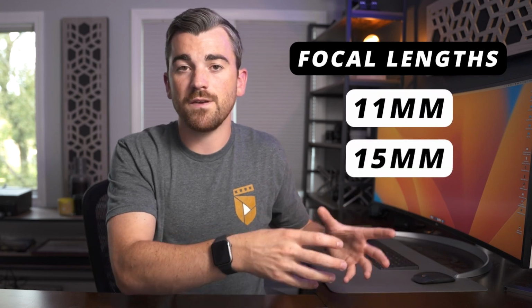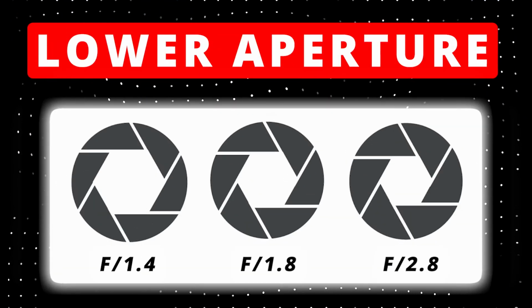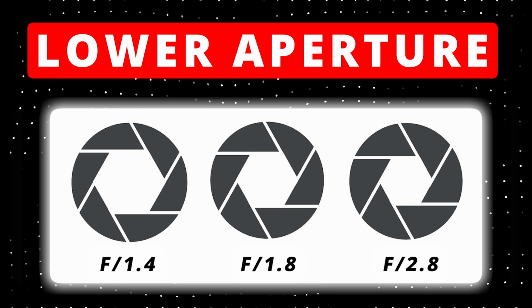Now from there, if you want a wide angle look like what you're seeing right now, you're going to want to stay on the lower end of focal lengths, like 11 to 15, maybe to 24 millimeters. And then when it comes to the aperture, you want something that is as low as possible, something in the f1.4, f1.8 to f2.8 range. Those are all going to serve you really well and immediately upgrade the look of your content.